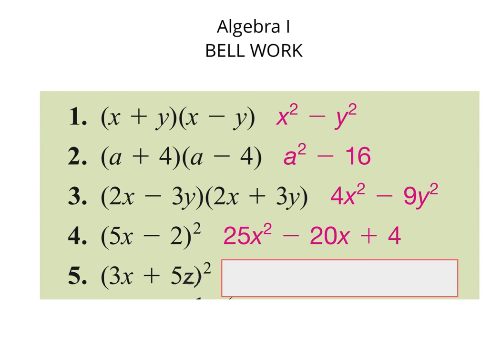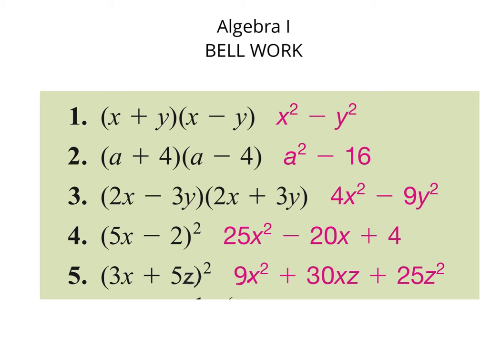Special case for number 5 too. 3x plus 5z, 3x plus 5z. The first one is the first one squared, 9x squared. The last one is the last one squared, 25z squared. And the center is the 2 multiplied and doubled. 3 times 5 is 15. 15 doubled is 30. So whether you foiled it, or whether you remembered your special case, you should have gotten those answers. Any questions on those 5?